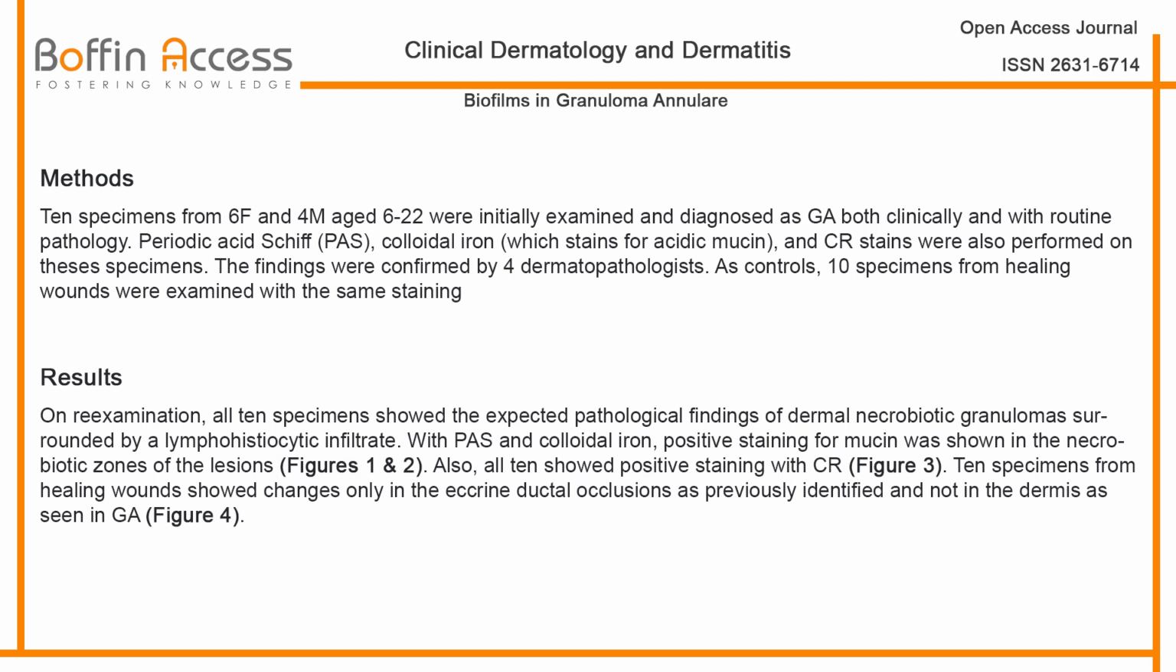Results. On re-examination, all 10 specimens showed the expected pathological findings of dermal necrobiotic granulomas surrounded by a lymphohistiocytic infiltrate. With PAS and colloidal iron, positive staining for mucin was shown in the necrobiotic zones of the lesions, figures 1 and 2. Also, all 10 showed positive staining with CR, figure 3. 10 specimens from healing wounds showed changes only in the eccrine ductal lesions as previously identified and not in the dermis as seen in GA, figure 4.